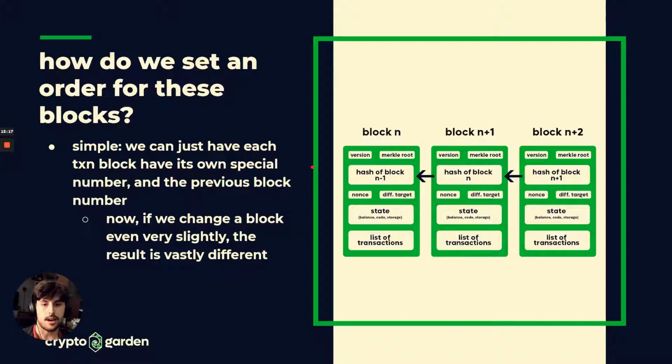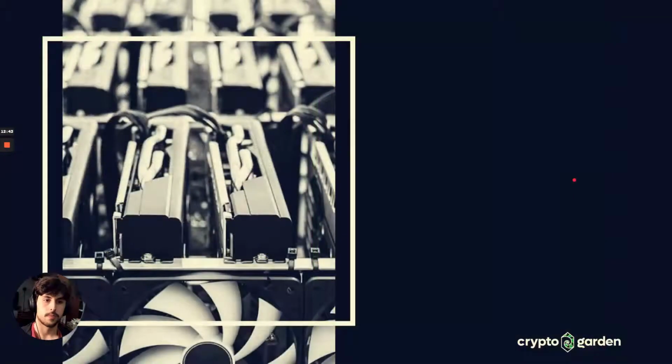Now, what does that mean? If we change a block, even very slightly, the result is vastly different. So remember, SHA-256 is very sensitive. Then this block would be a lot different, and if this block is a lot different, then the next block would be way different, right? Okay, so what are the implications of this?